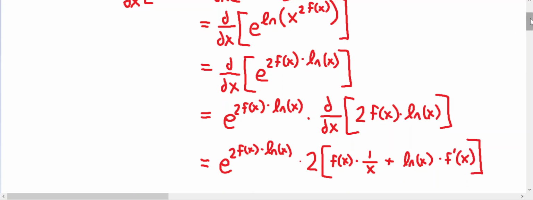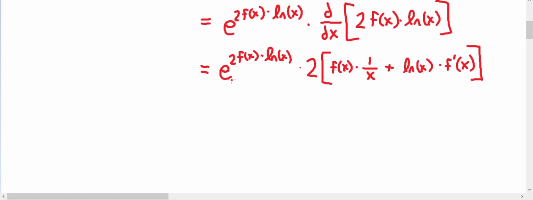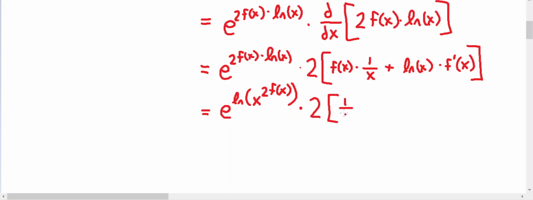All right, let's clean this up a little. Let's observe that this e to the 2f(x) ln x is really actually the original function, because we can write it like this: e to the ln, and again that base stays the same, raised to the entire coefficient, so to speak, of the ln. And now this piece can get cleaned up a little bit. Maybe something like 1/x times f(x) plus ln x times f'(x).